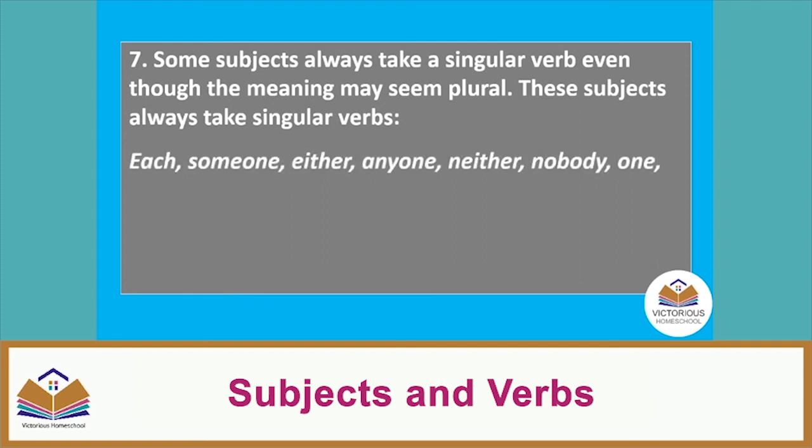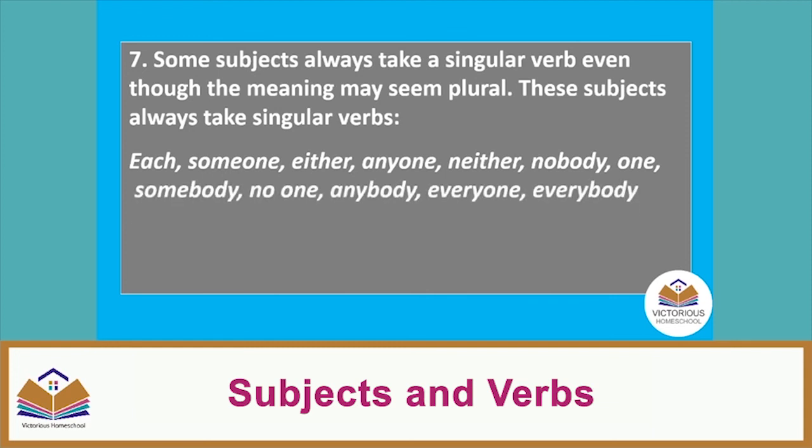Okay? For example, you have each, someone, either, anyone, neither, nobody, one, somebody, no one, anybody, everyone, everybody. Okay, so if you see these words and they are used as subjects, they are always singular. For example, each of them is gorgeous. So your subject is actually each, right? Remember, of them is your prepositional phrase. And each is always singular, so you have to use is. Okay?